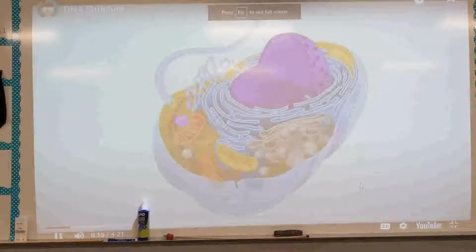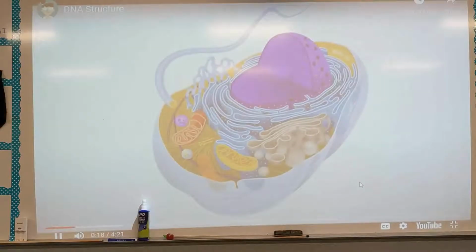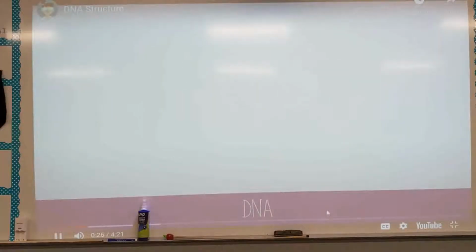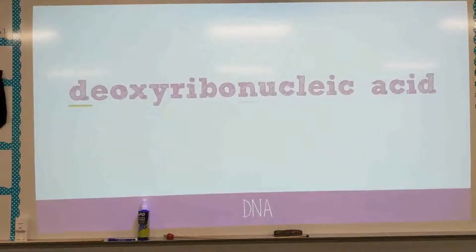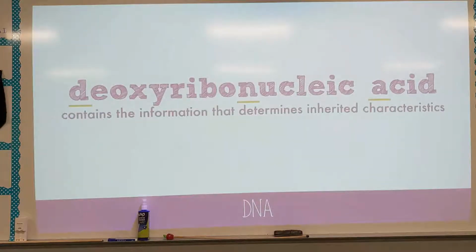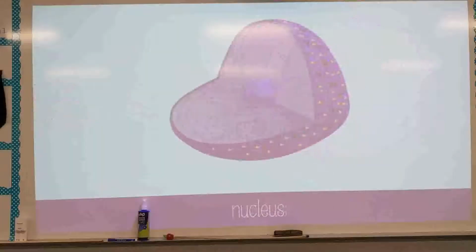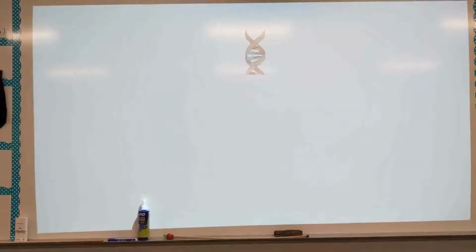All cells require some form of instructions to be able to function properly. They need guidelines, rules, codes for making materials in the cell. And that code is DNA. DNA stands for deoxyribonucleic acid. D for the name of the sugar, N and A for nucleic acid. DNA contains the information that determines inherited characteristics. It has the code for making proteins. DNA is found in the nucleus of eukaryotic cells and in the cytosol of prokaryotes. If we take a closer look at the chromatin inside the nucleus, we can see the structure of the DNA.